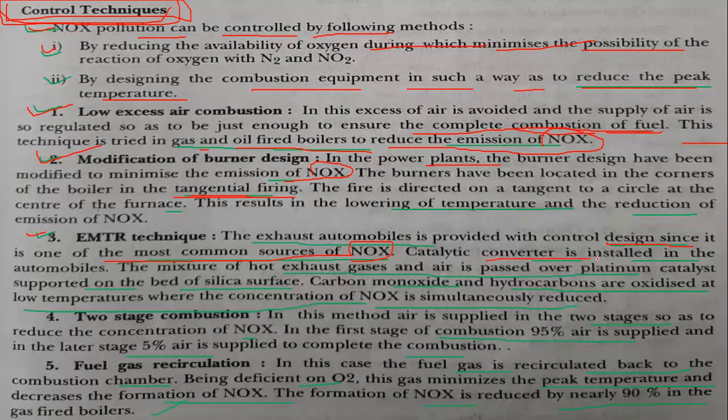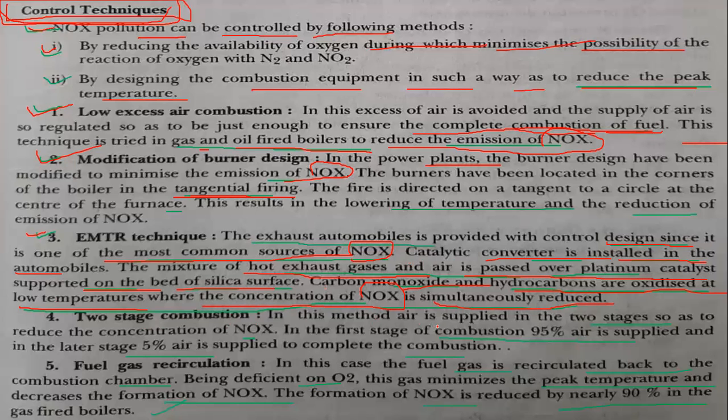So a catalytic converter is installed in an automobile. The mixture of hot exhaust gases and air is passed over a platinum catalyst supported on a bed of silica surface. The carbon monoxide and hydrocarbons are oxidized at low temperature, while the concentration of nitrogen oxides is simultaneously reduced. So here is an arrangement by which the concentration can be easily reduced. This is one thing. Now the two-stage combustion.